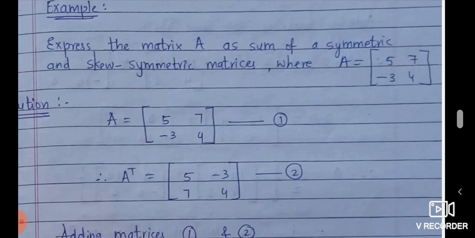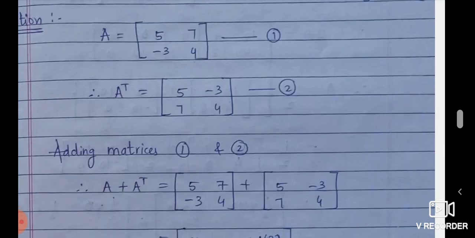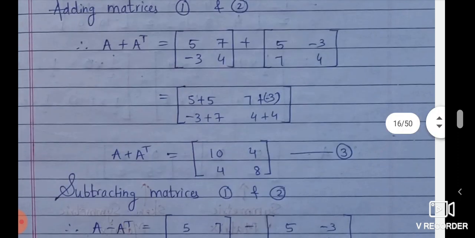In the same way I have taken another example. Just go through it. First, matrix A is given to you, then find its transpose. Then what we are going to do? We are going to add those two matrices, A plus A transpose. Check out the addition term wise.